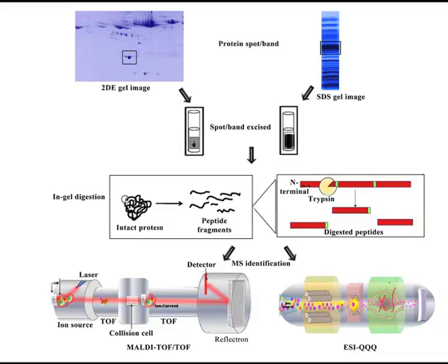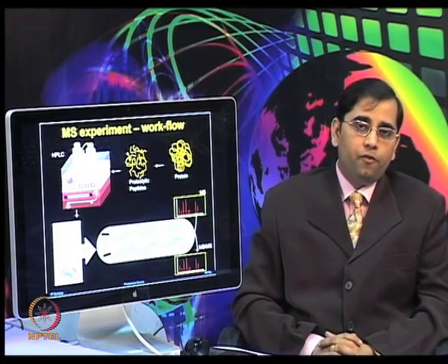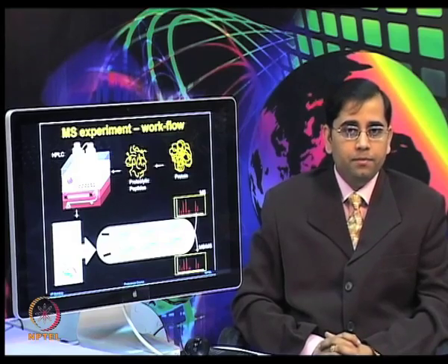you can resolve the proteins on the gels, simplify the proteome, excise either the spots or the bands of your interest, and then subject those to in-gel digestion or in-solution digestion, so that proteins can be cleaved into small peptides, and these can then be further analyzed by using an ionization source and mass analyzers. The slide shows you an overview of the workflow involved in performing an MS-based experiment.